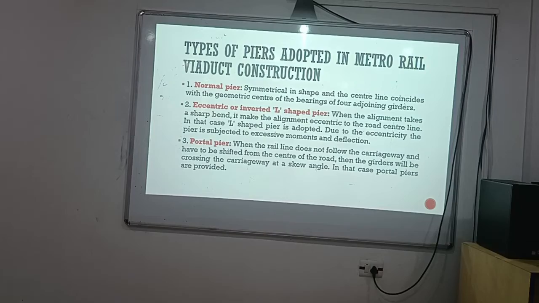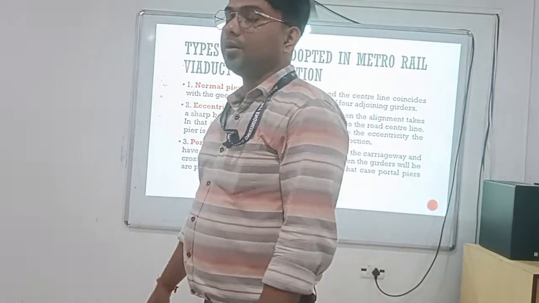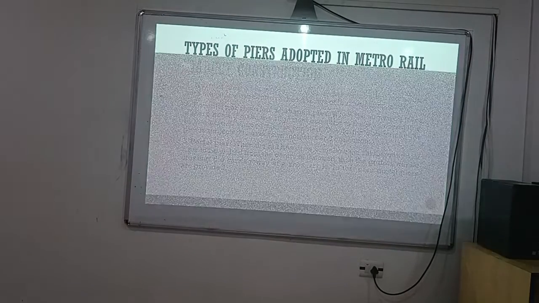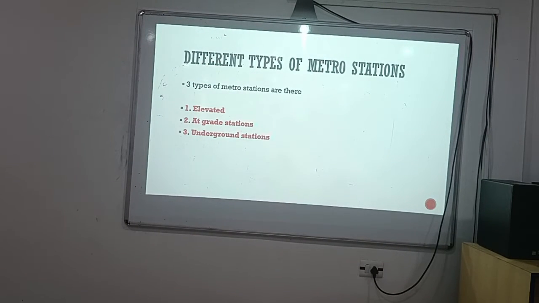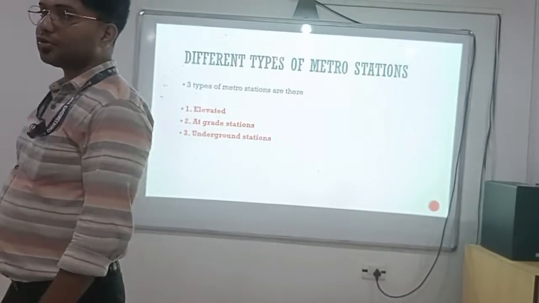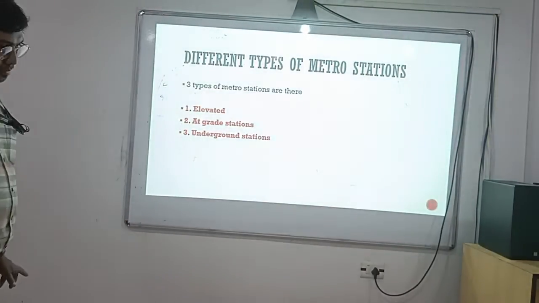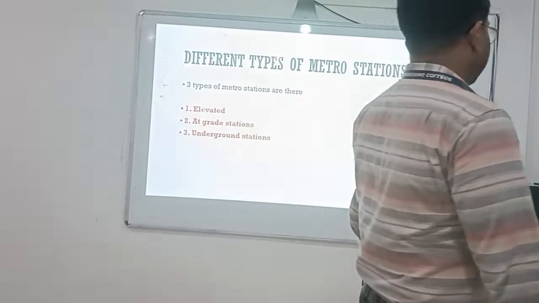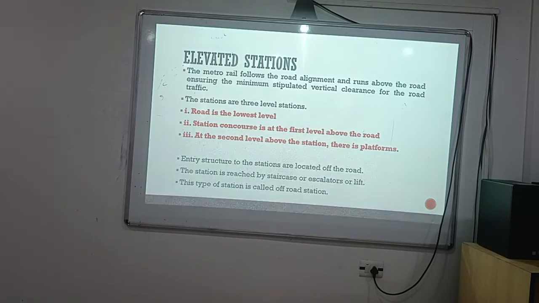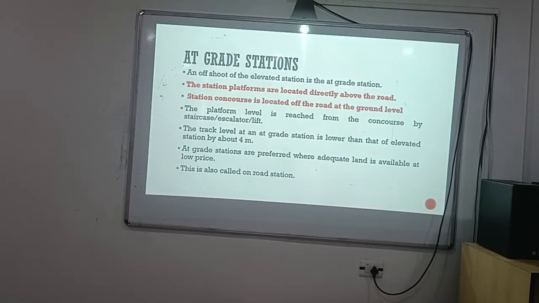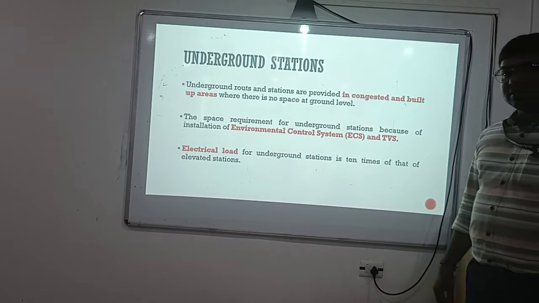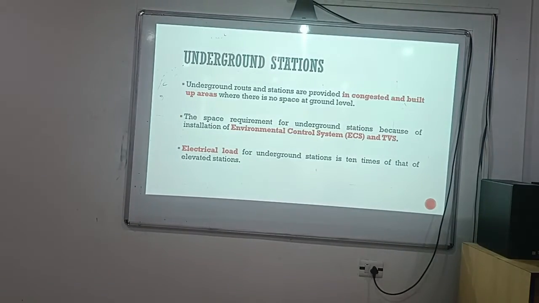We also discussed how the PRC pile formation system is used for viaduct construction. Then we discussed in a detailed way the three kinds of metro stations used in metro system and engineering: the elevated station, at-grade stations, and underground stations. These things we have completed up to the previous class.